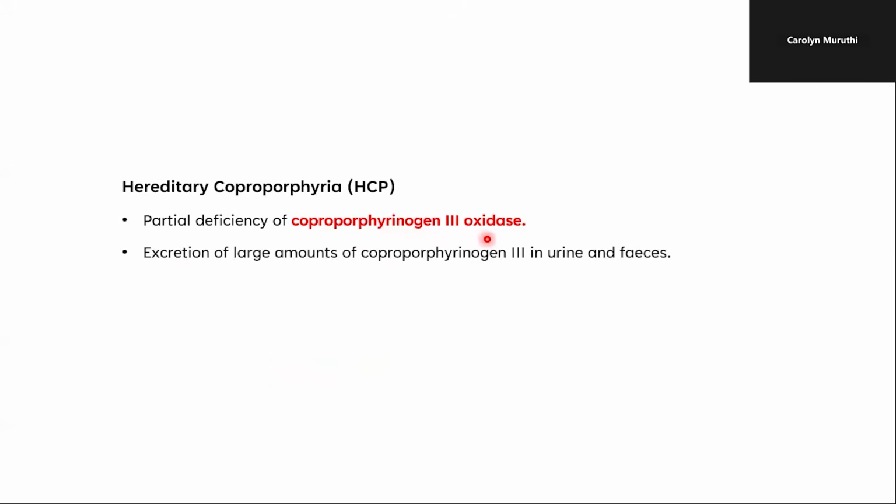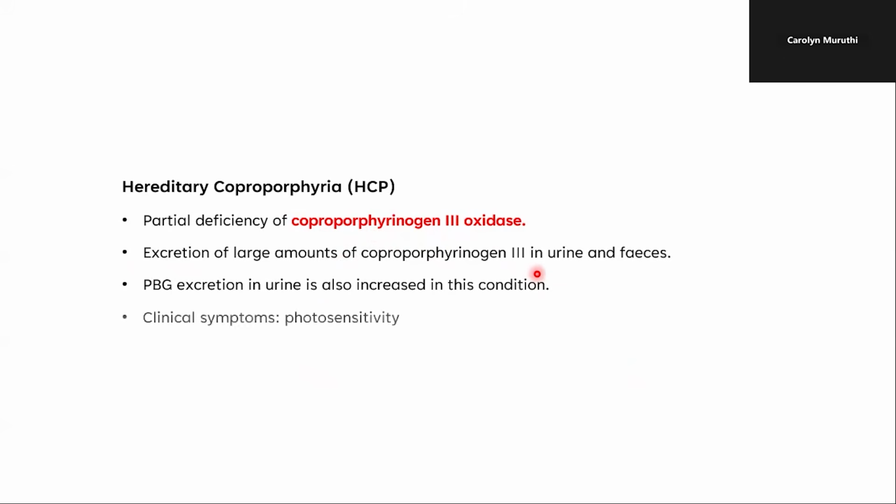Finally, we have hereditary coproporphyria, and this is due to the partial deficiency of coproporphyrinogen 3 oxidase. And this results in large excretion amounts of coproporphyrinogen 3 in urine and feces. We'll also see that PBG excretion in urine will increase in this condition. And the most common clinical symptom is photosensitivity.